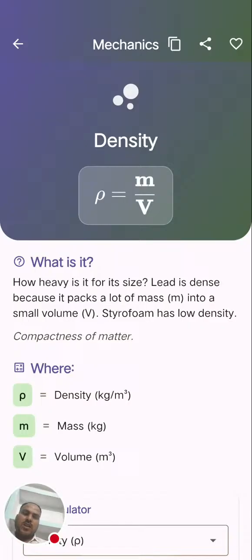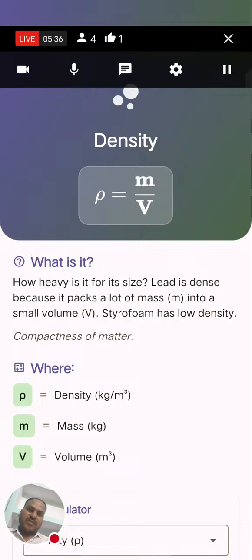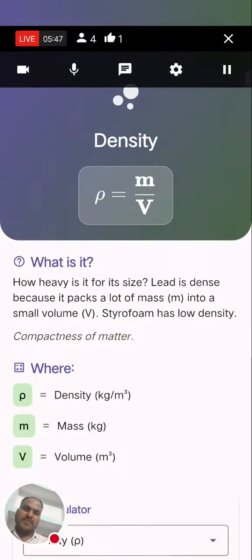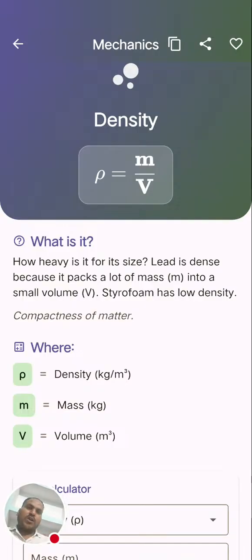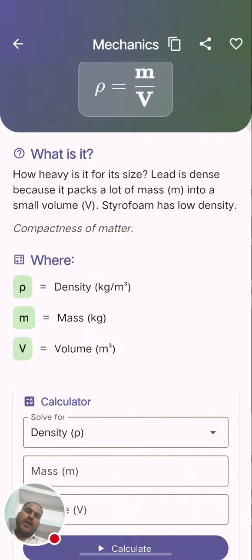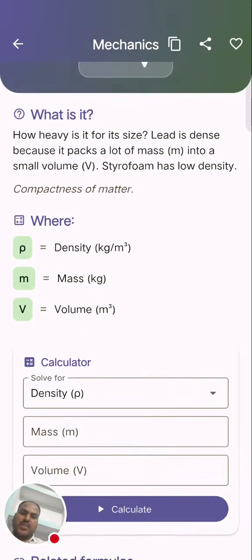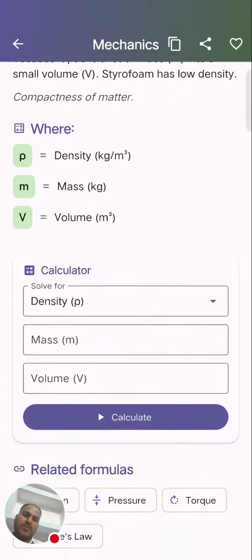Now next, density. What is the density? Write in the chat box, everybody. Yes, rho equal to m upon v, where rho stands for density, m stands for mass, and v stands for volume.